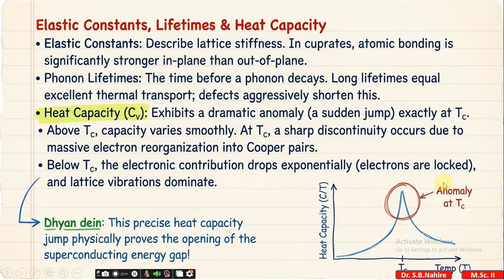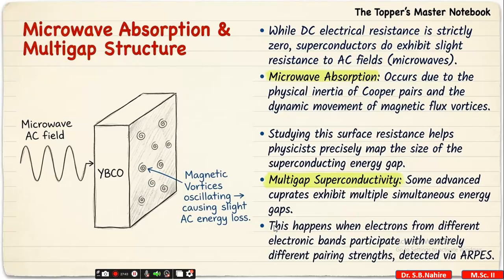You can clearly see a sharp peak at Tc. This peak represents the heat capacity anomaly. Now, very important exam point. This sudden jump in heat capacity is direct evidence for the opening of the superconducting energy gap. So, remember this key idea. Heat capacity behavior confirms superconductivity. In the next slide, we will study microwave absorption and multi-gap superconductivity.